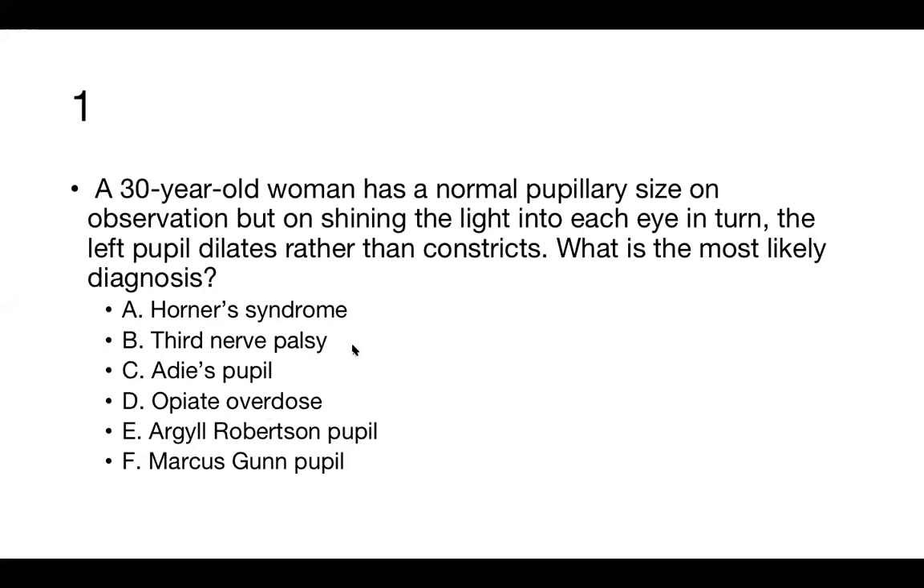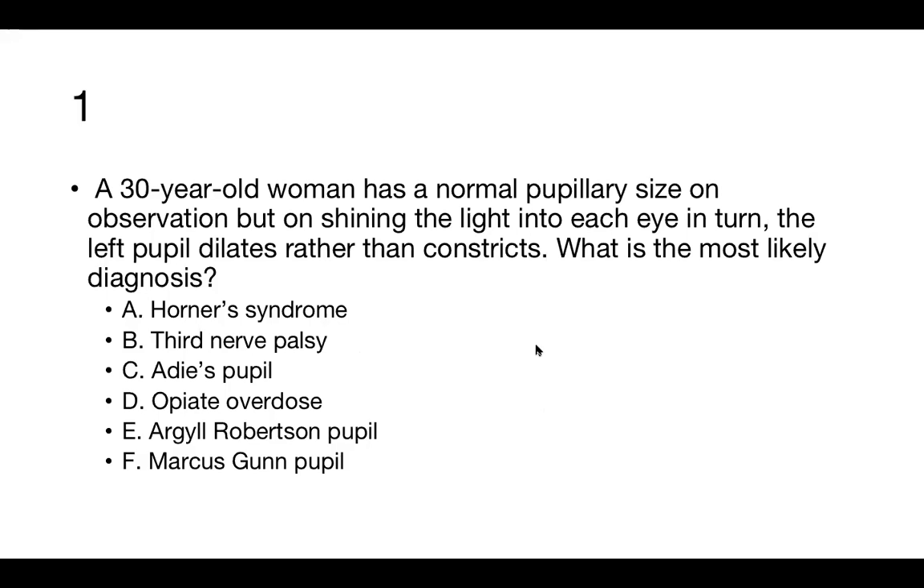Adie's pupil means it is a dilated pupil, isn't it? Some postganglionic parasympathetic nerves are damaged. So this is Adie's pupil, a completely different situation. Opioid overdose: there is bilateral pinpoint pupil on both sides, and there is no such history. Argyll Robertson pupil means the light reflex is absent, but the accommodation reflex is present, and it is one of the features of neurosyphilis. So this is called Marcus Gunn pupil.